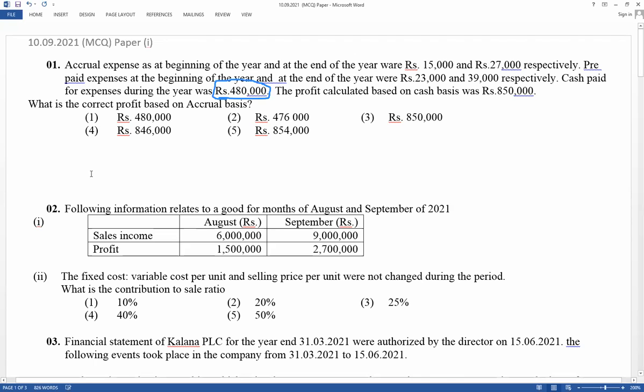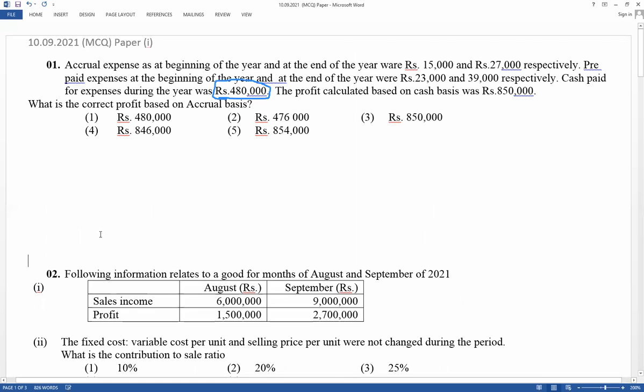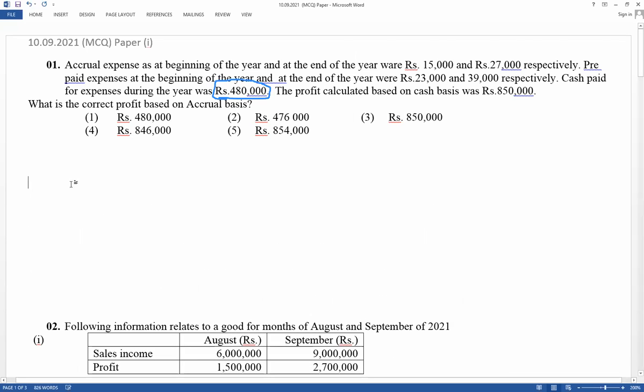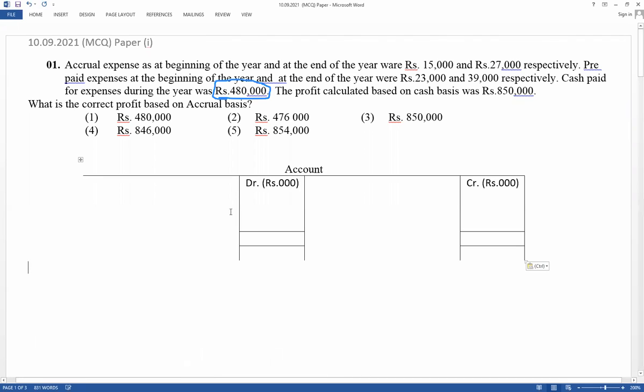Therefore you have to prepare ledger accounts, and the balances are also given. The opening and closing balances have been given. Prepare the ledger accounts, take the balances, and find the correct net profit based on the accrual basis. Therefore this is the expense account. We are going to calculate expenses based on the accrual basis.